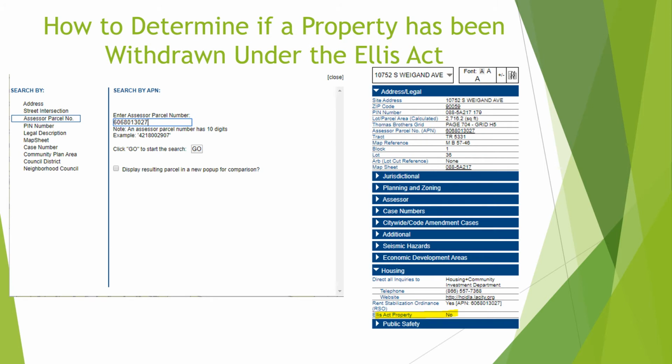How to determine if a property has been withdrawn under the Ellis Act. You would open up ZIMAS, and on ZIMAS you would search up an APN. After searching up the APN, you would click on the housing tab, and where it's highlighted, it will tell you whether a property has been withdrawn under the Ellis Act or not.